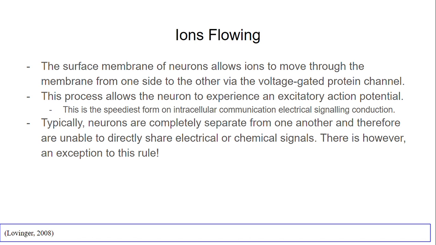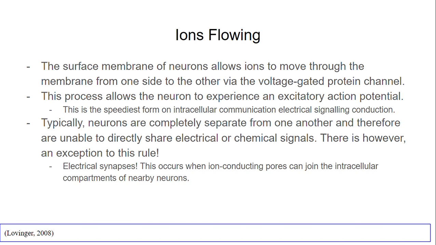Typically, neurons are completely separate from one another. They are not connected. They typically will send neurotransmitters across something called a synaptic cleft, which we'll talk about in 1 minute. Because they are typically separate from one another, they are not able to directly share their electrical or chemical signals, except for electrical synapses. This is where ion-conducting pores can actually join the intracellular compartments of nearby neurons.